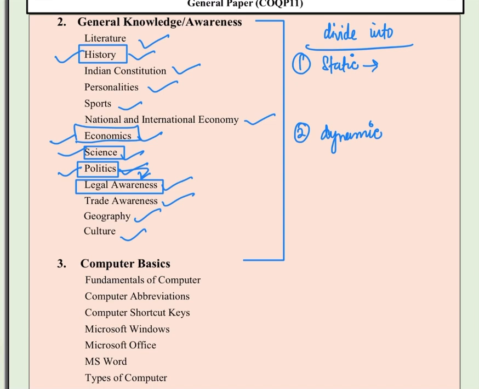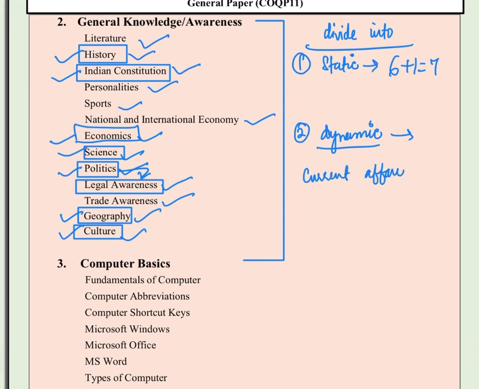Next one is geography, and another one is culture. So 1, 2, 3, 4, 5, 6: there are six static subjects. Sorry, there is another subject, which is Indian Constitution. So 6 plus 1 becomes 7 topics that are static, and the rest are of dynamic nature.